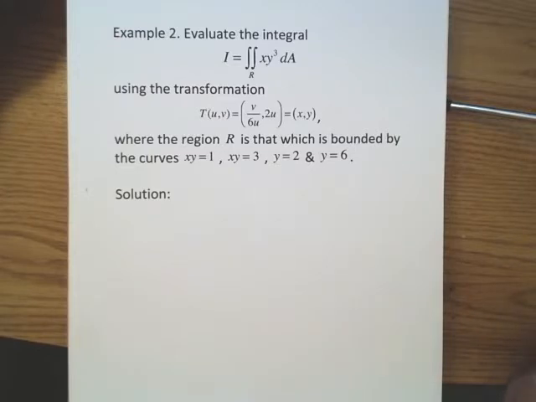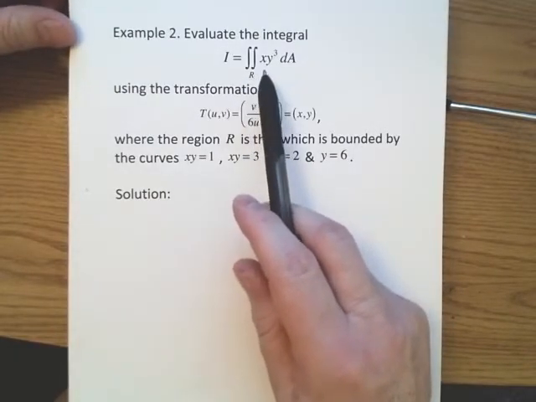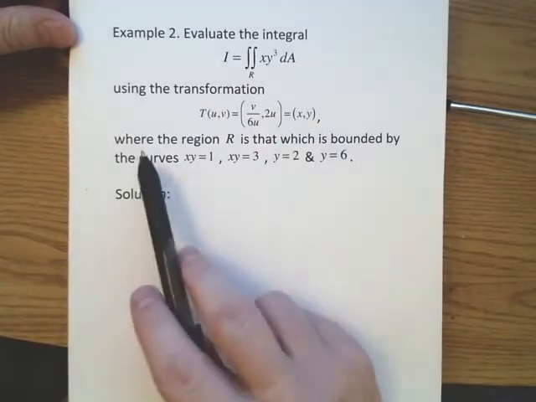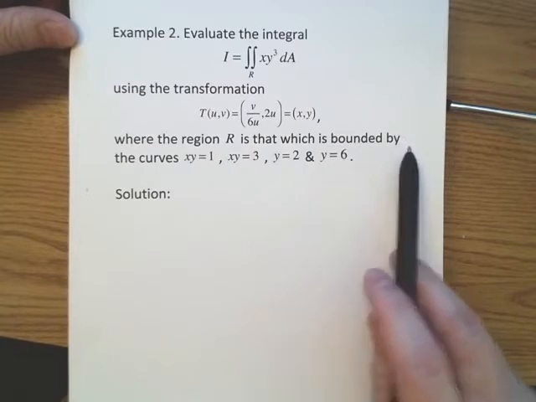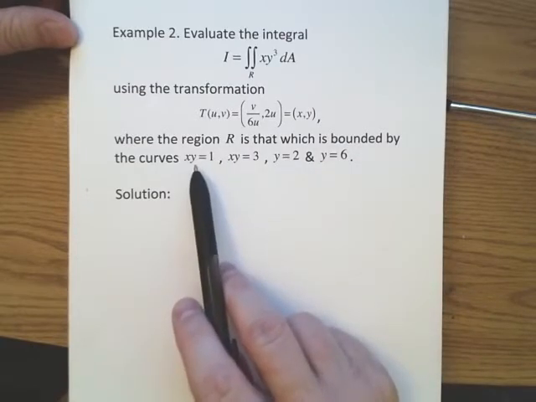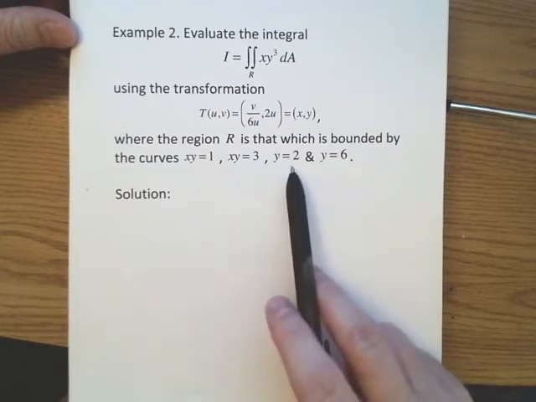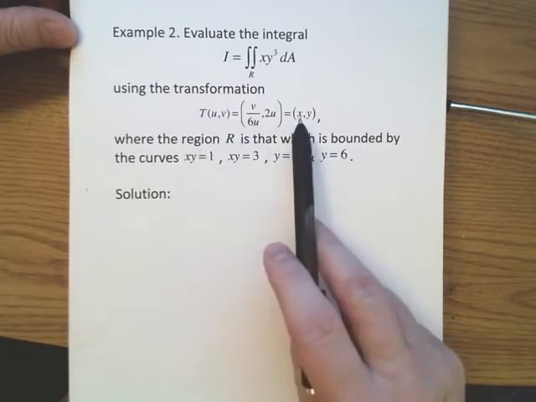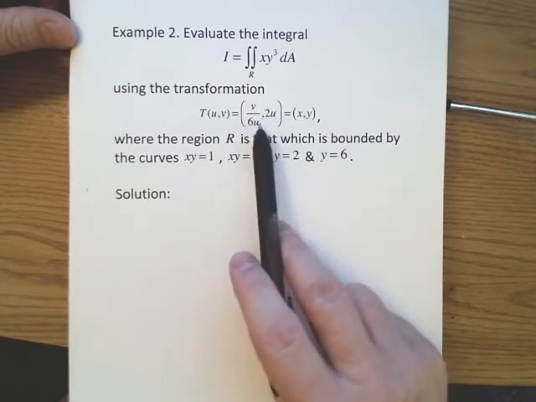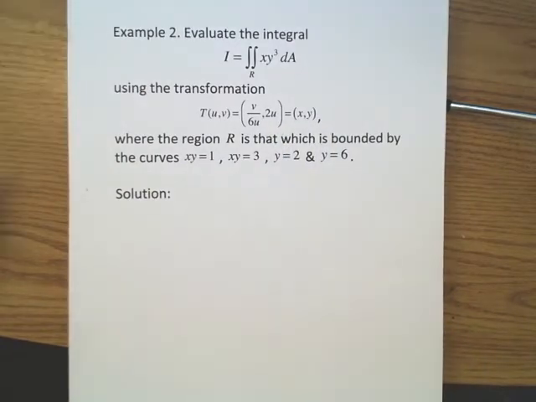Okay, let's go ahead and take a look at a second example here. Evaluate the integral I, which is the double integral over R of xy cubed dA. Let's take a look at the region first, where the region R is bounded by the following curves: xy equals 1, xy equals 3, y equals 2, and y equals 6. And we want to use this transformation up here so that x is v divided by 6u, and y is equal to 2u. Okay, and then we'll look at the solution.